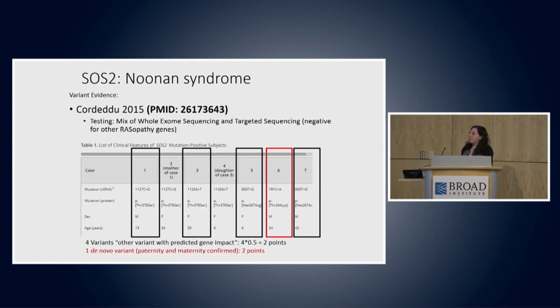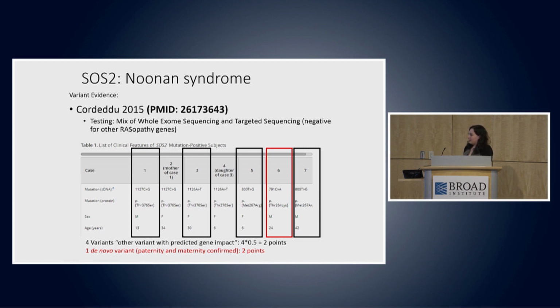And so the first paper that we evaluated for variant evidence was this paper in 2015. For testing, they did a mix of whole exome sequencing and targeted sequencing. These individuals were negative for other RASopathy genes, which is what you want to see for particularly definitive gene-disease associations. And so this is the nice table of all the cases here.